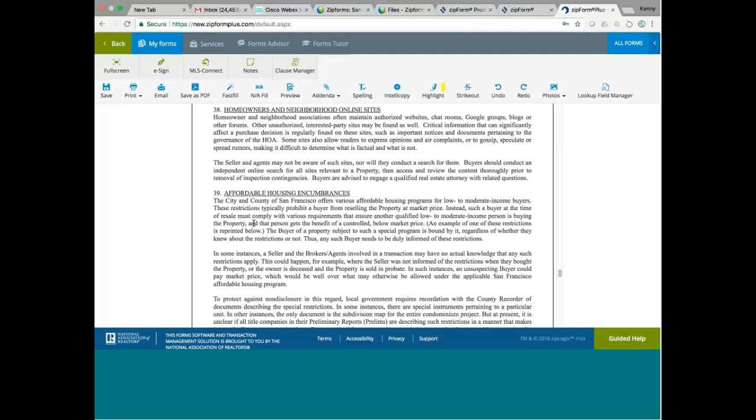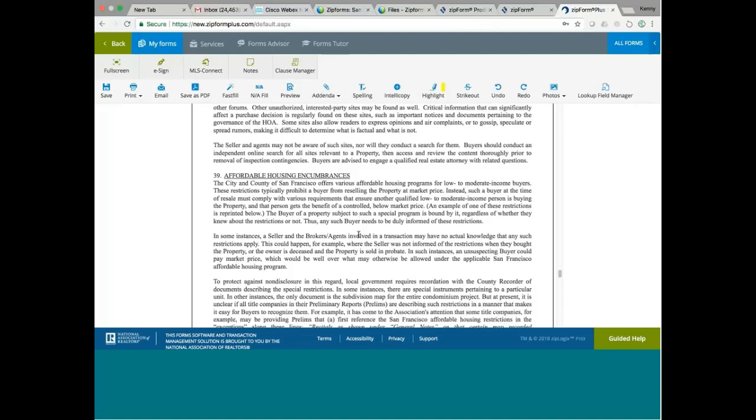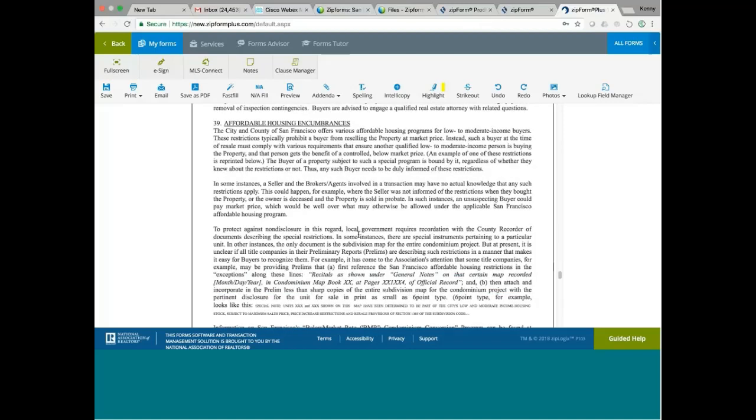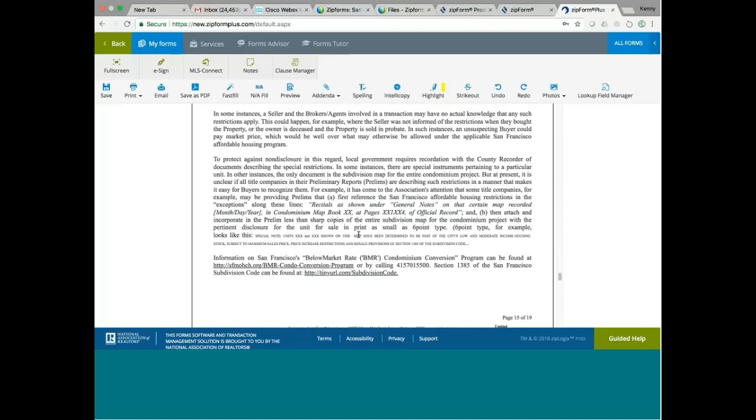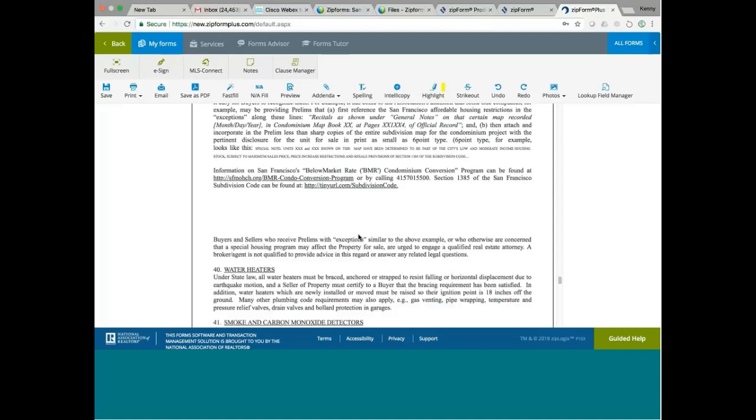So if you're in low-cost housing, perhaps part of the restriction has to do with the fact that you have to find a replacement buyer or replacement owner who himself or herself is also a low or moderate income buyer. Okay? So this is very educational.